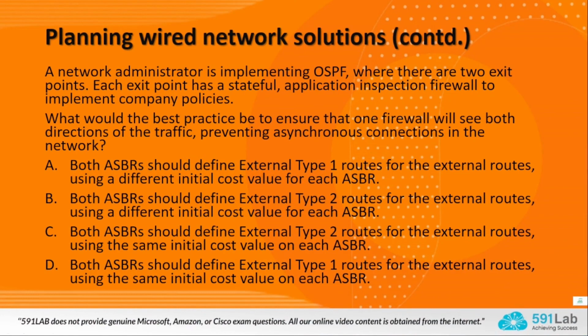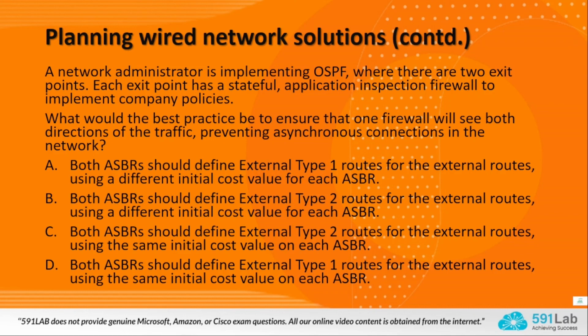Let's check the answers. Option A, both ASBRs should define external type 1 routes for the external routes using a different initial cost value for each ASBR. External type 1 would not be suitable because it provides combined cost of external and internal, so that it's not possible to control the primary path. This is wrong.